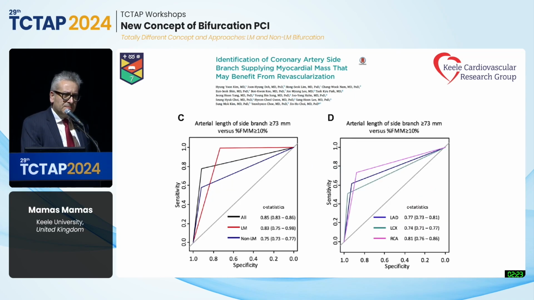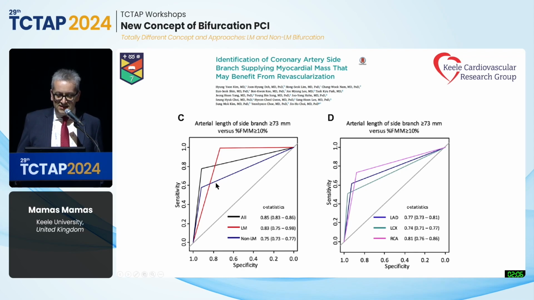And this is important because then you get into the whole question of physiological versus anatomical significance. I guess you may have a pressure wire significant lesion, but if it only subtends 5% of the myocardium, then perhaps we shouldn't be doing PCI at all to that lesion.